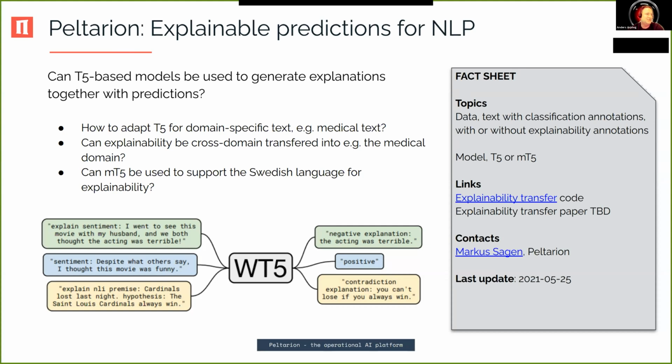And then explanation: it says the acting was terrible. And "the acting was terrible" is not part of the original input, as you can see. It's actually a new formulation, a generation of an explanation in natural language describing why the model thinks it should be a negative prediction. This is really cool stuff and also rather hard, but we have a PhD student looking into this, how to transfer partly to the medical domain. And we have a paper about that already. And we're also looking into how to move to Swedish to support that, really cool stuff, if I may say so.